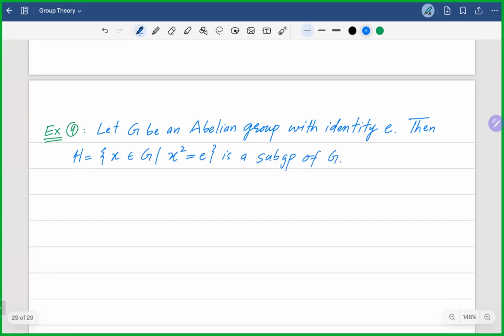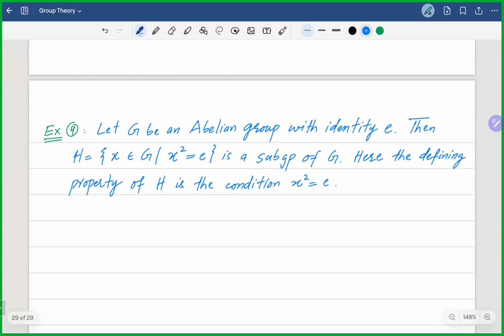Here, the defining property of H is the condition X square is E. So we first note that E square is E. Now E square is E, so H is non-empty.